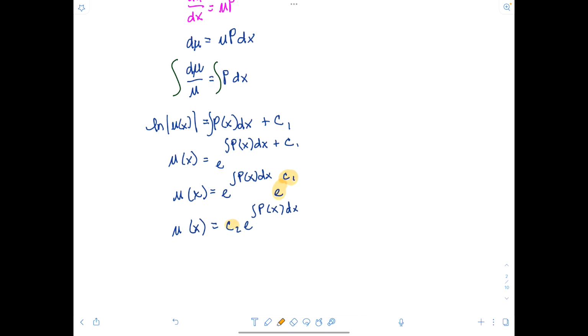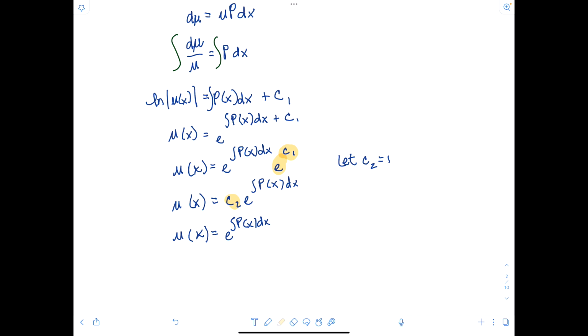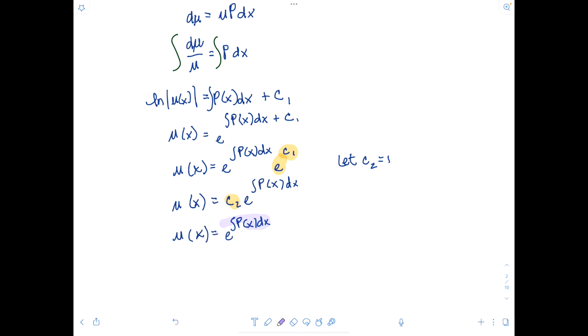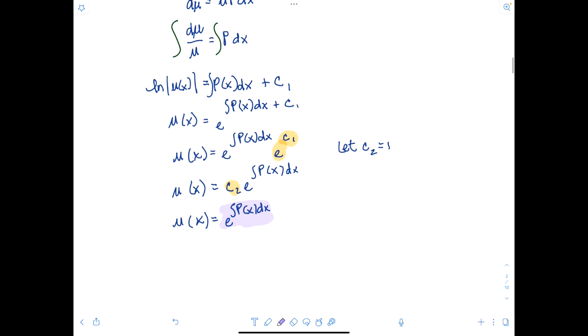e to the c1 is another constant. And hey, why don't we just let c2 equal 1? Why not? So, at the end of the day, mu at x is equal to e to the integral p at x dx. Cool? So, this is what we're taking away from this. Our integrating factor is this. So, let's take a look at what we do with all this.